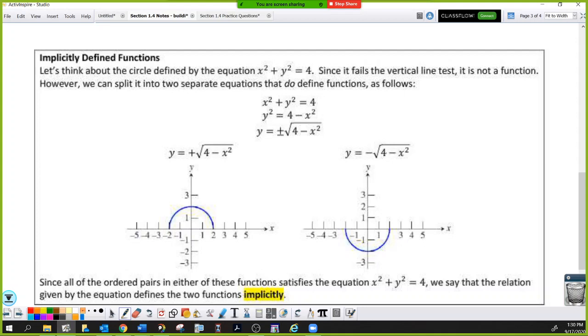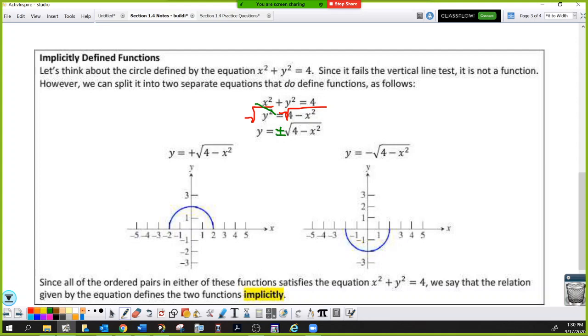You can isolate y. So subtract x squared from both sides. You get y squared equals 4 minus x squared. And then just cancel the square with the square root. And we talked about this yesterday, but I'm going to reiterate it. When you cancel an even power with an even root, it creates a plus or minus.